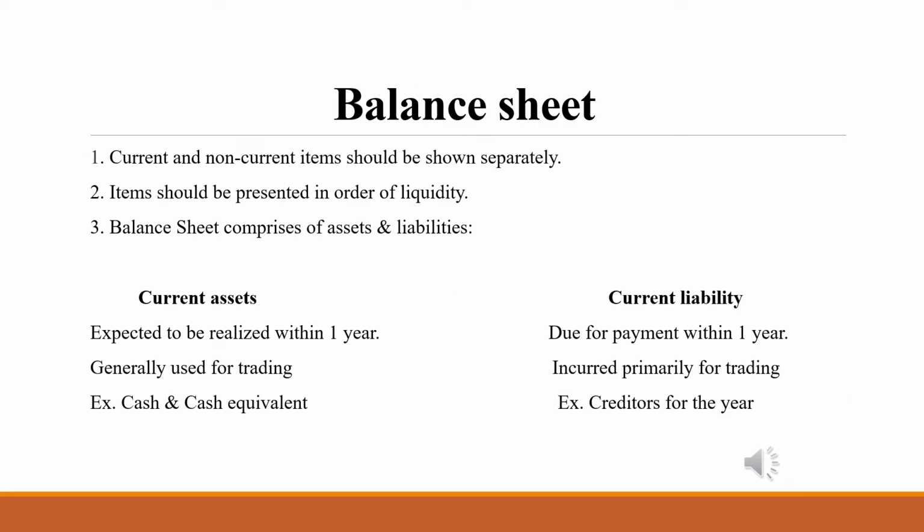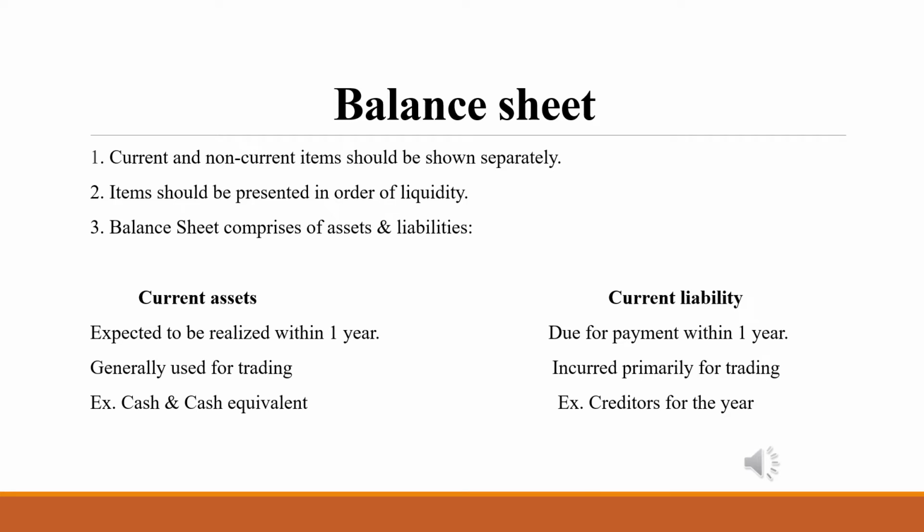The first component is the balance sheet. So the items in the balance sheet are of two types. The first one is current items and second one is the non-current items. So current and non-current items both should be shown separately in the balance sheet. Next, the items should be presented in order of liquidity. A balance sheet mainly comprises of assets and liabilities.